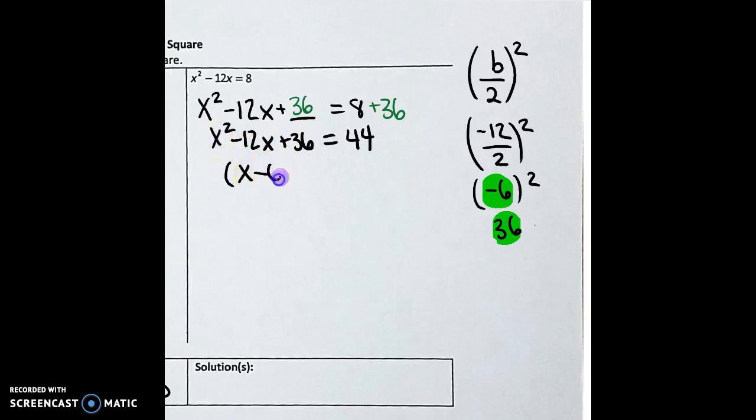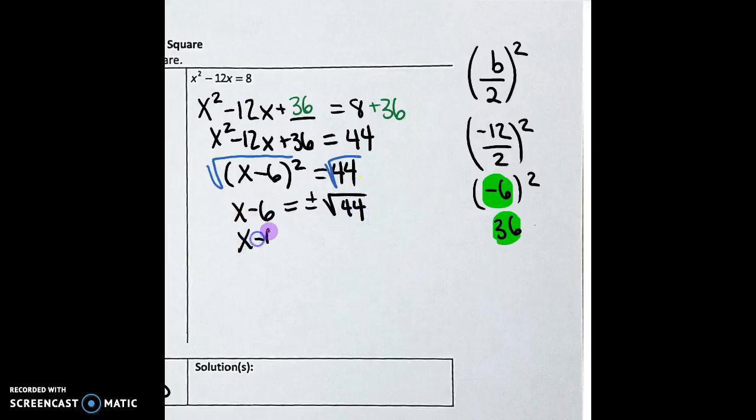This guy factors as x minus 6 squared. We added 36 so that this can now factor to this. Now, I didn't change anything on the right side, so that's still equal to 44. When you're completing the square, you're solving by square rooting both sides. Which means, again, these guys cancel each other out, so you're left with x minus 6, and that equals plus or minus the square root of 44.